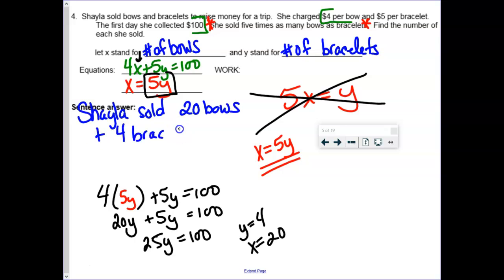Does that work for the clues that they gave me? Good. Is it 5 times as many bows as she did bracelets? Yes. So I can walk away from that question going, yes, I did that right. That was the tricky one. All right. Any questions on that one?